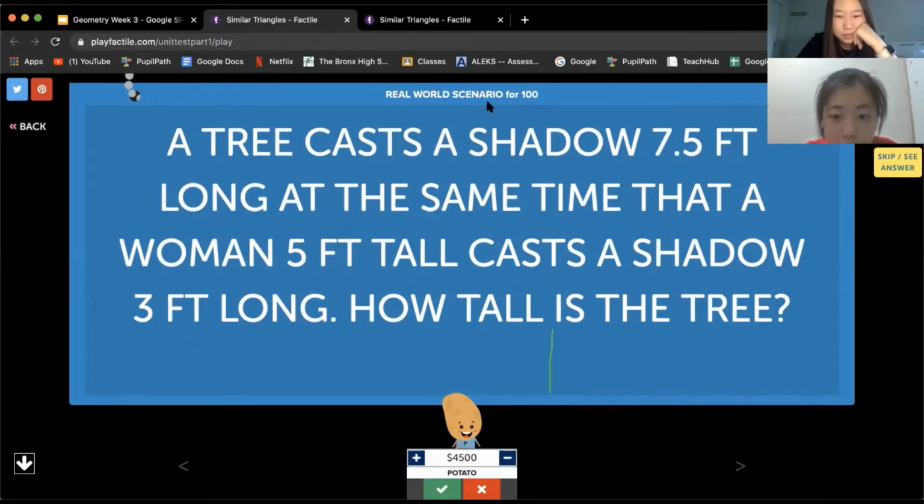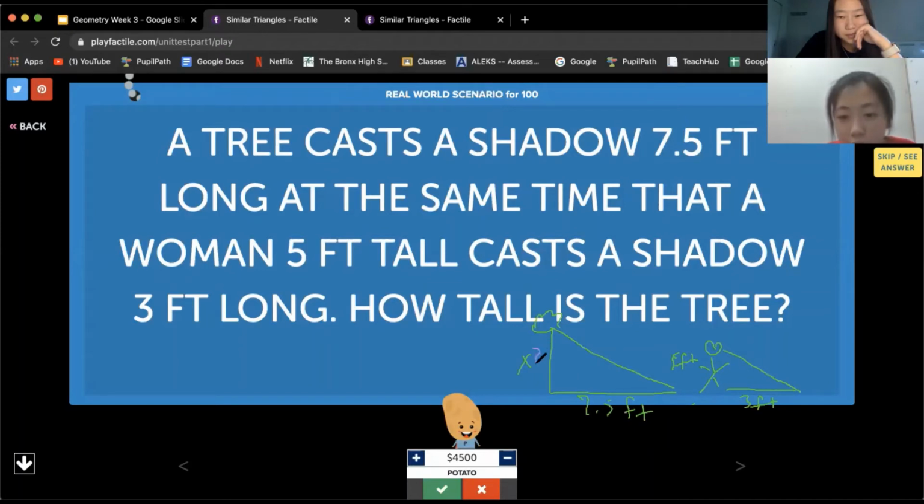So this is the tree, and this is the shadow that it casts. So the shadow is 7.5 feet. And a woman who's over here is 5 feet tall, and her shadow is 3 feet long. So how tall is the tree? We have to find this one.